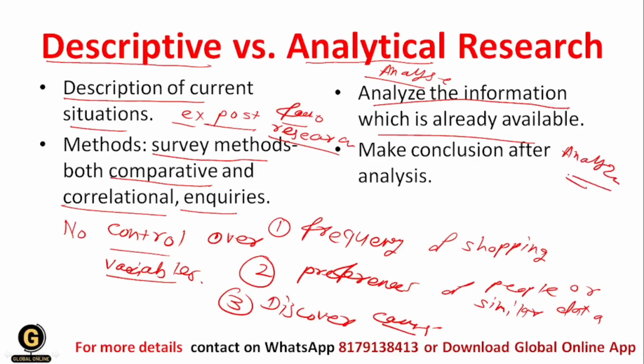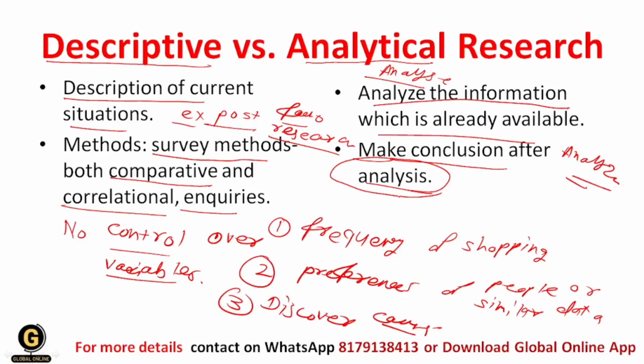So we analyze that information to make critical evaluation of the material. So whatever material we want to research or study, to evaluate that material we use the information already available, and we analyze that information. And that's why in this type of research we make conclusion after analysis. So after doing analysis we make the conclusion. So here the big difference is that in descriptive research we don't do analysis, but in analytical research it is very important to make the analysis.